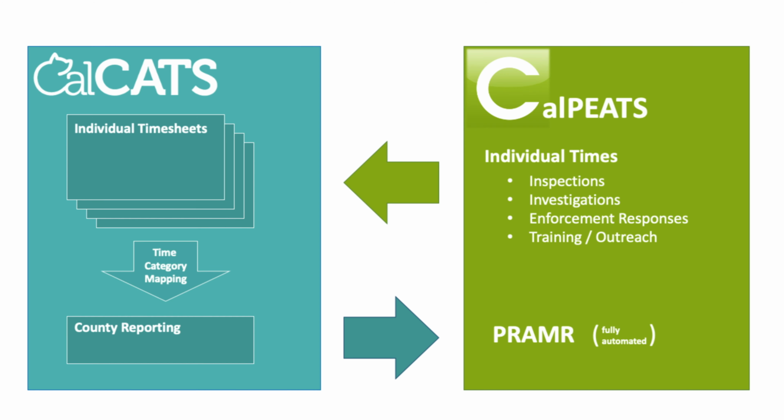This diagram helps understanding how the integration between CalCATS and CalPEATS works and why the connection between individual accounts is important. A county user can enter time directly into inspections, investigations, enforcement actions, and training and outreach sessions. These time entries will be automatically transferred into the user's timesheet in CalCATS. CalCATS compiles all the individual timesheets according to a customizable mapping into a county reporting, which in return will populate the County Activities section, or Primer, in CalPEATS.